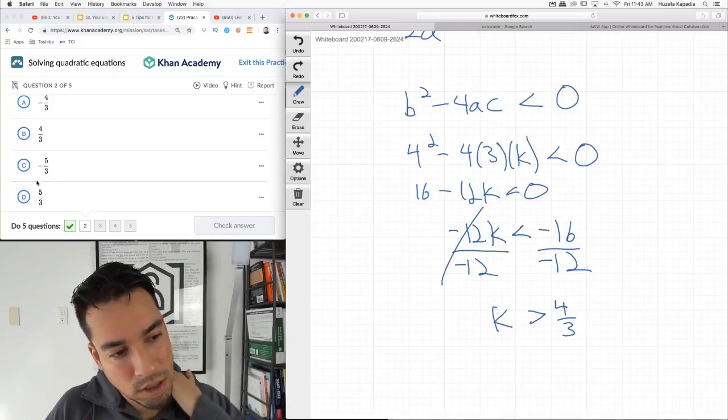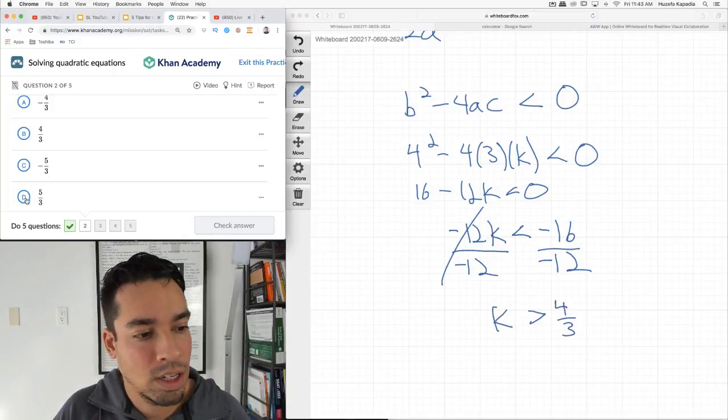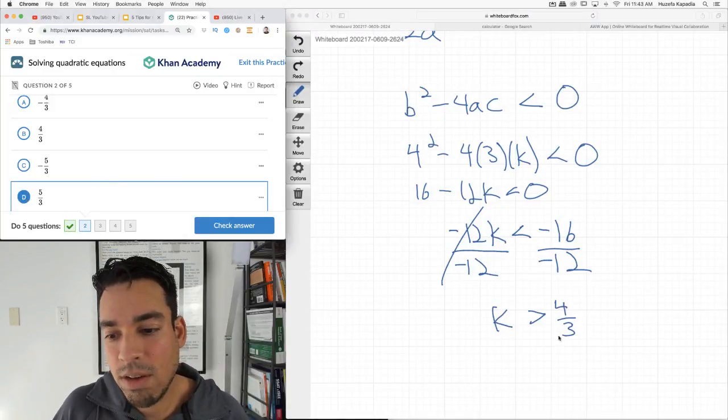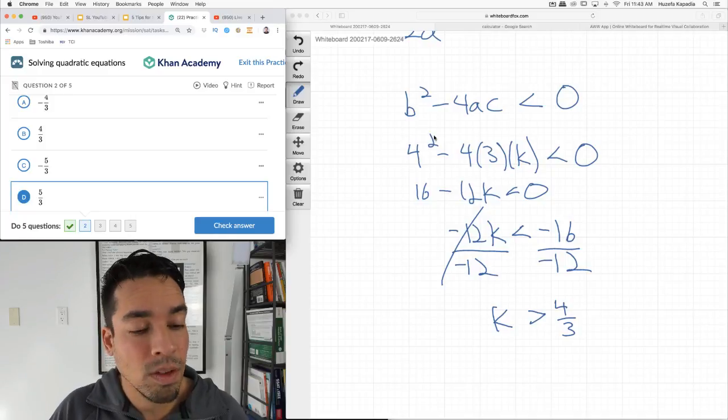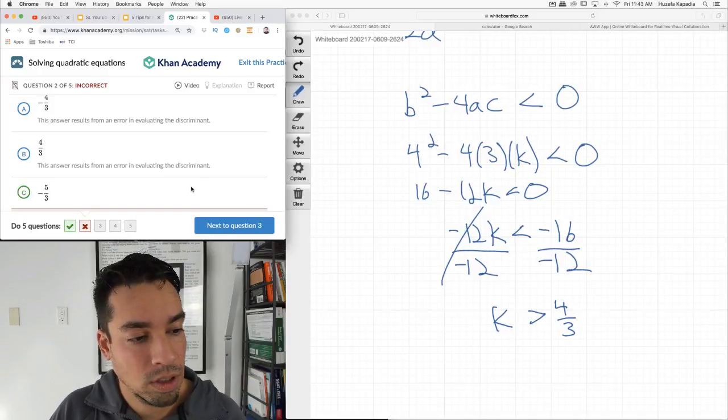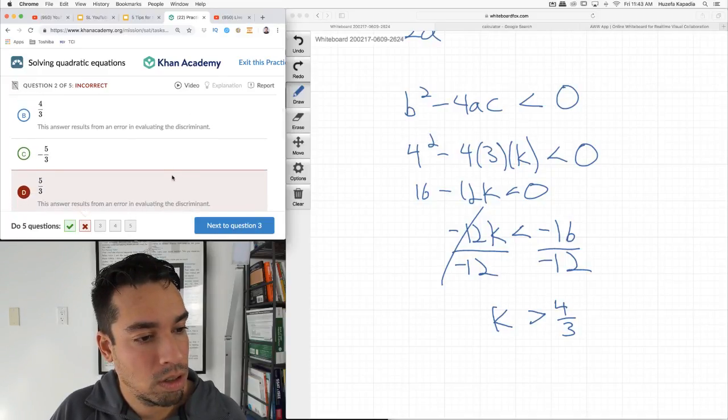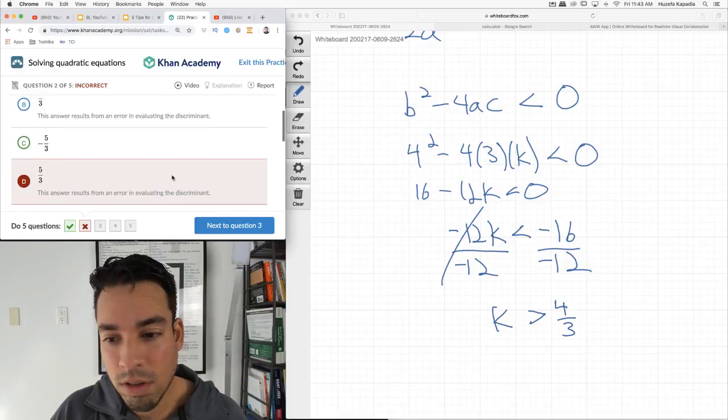Negative 5/3 is fine. And here's the issue. 5/3 is a value that's bigger than 4/3. Therefore, it would make this value here negative, which would mean we'd have no real solutions. Oh. Wait, did I flip that wrong? Oh, I made a mistake.